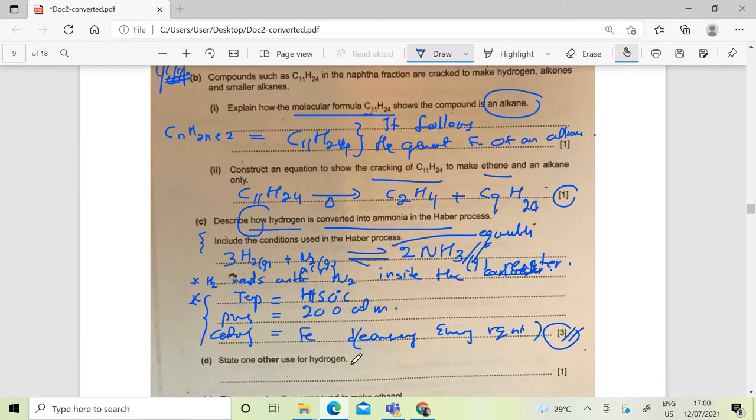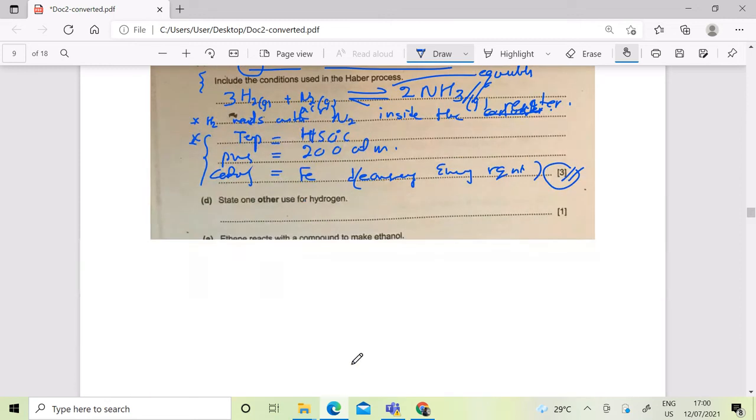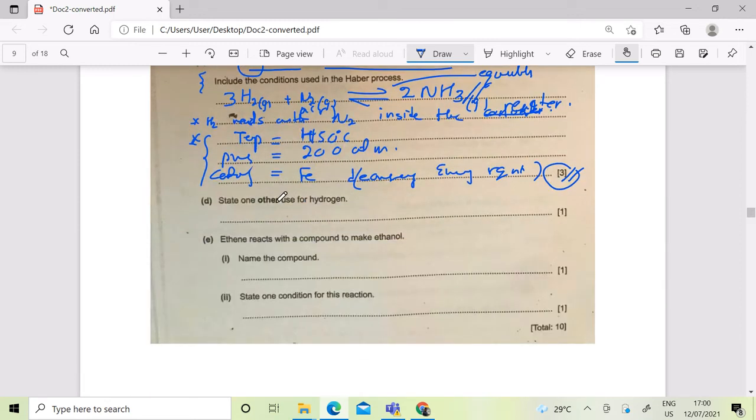Next part. State one other use of hydrogen. So hydrogen has many uses. One other use is in the margarine industry, which in the syllabus you will be doing in organic chemistry. Then also in the plastic industry you will be using it. It will even be used as a green fuel, as a rocket fuel.